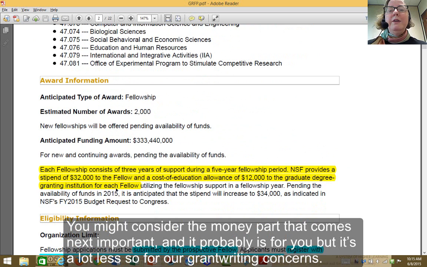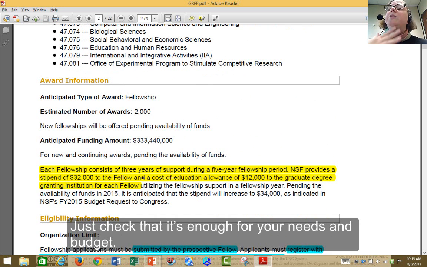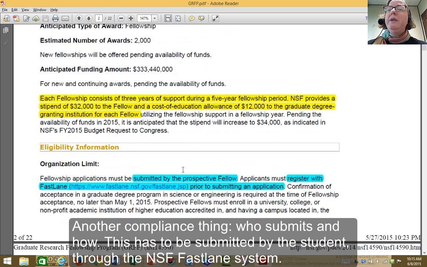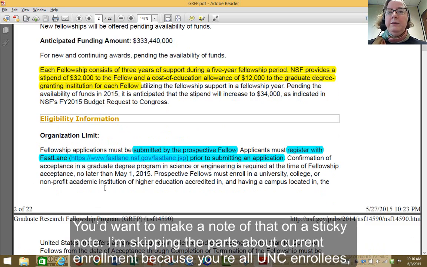Now you might consider the section on the money that comes next the most important. And it probably is for you, but it's a lot less so for our grant writing concerns. In terms of grant writing, just check that it's enough for your needs and your budget. Another compliance item: who submits and how? You need to add that to your compliance checklist that you should be making. This has to be submitted by the student through the NSF FastLane system, here. You'd want to make a note of that on a sticky note.